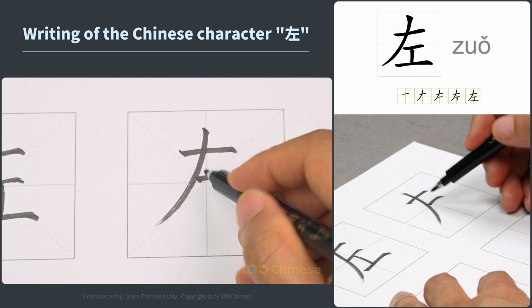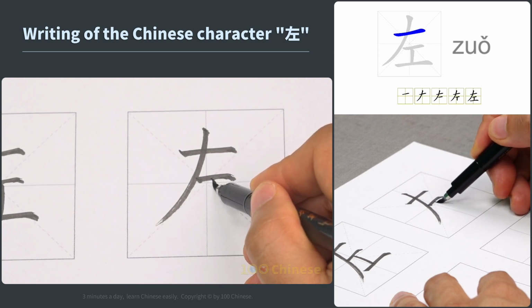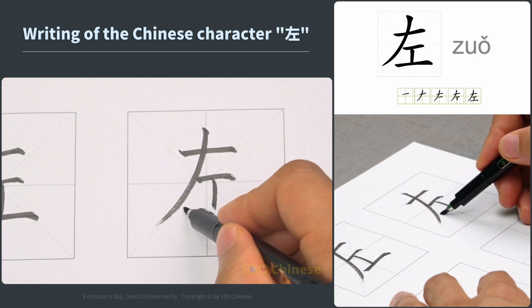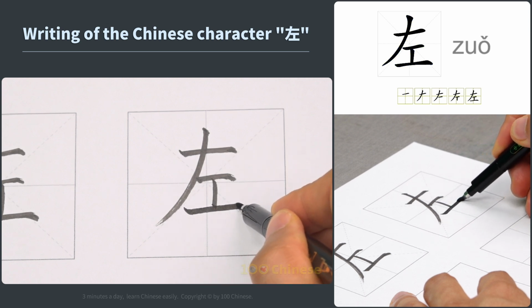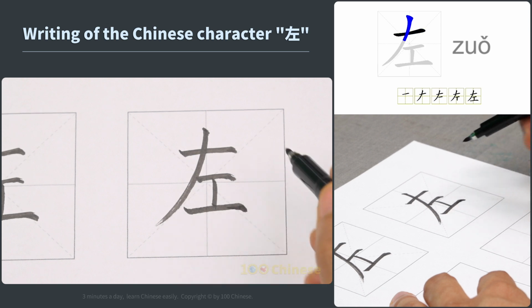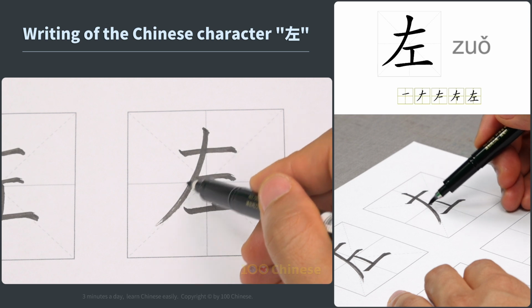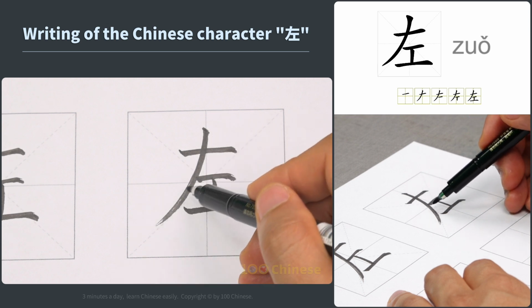This character has a stable and balanced center of gravity. Do not make the bottom right part too large. The key is this stroke. Make it long with a slight arc.